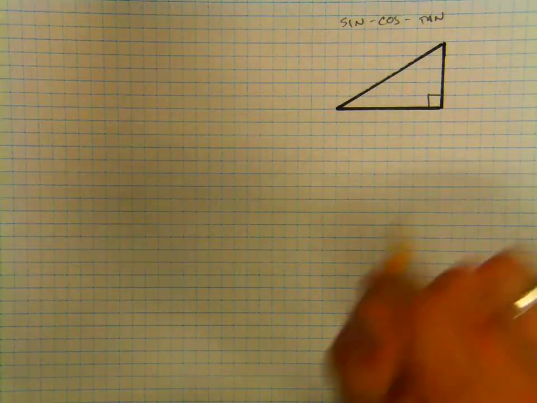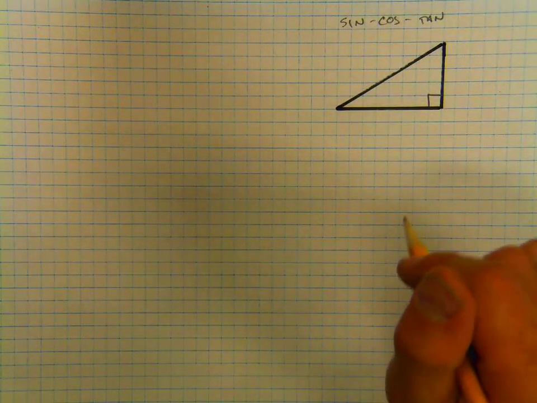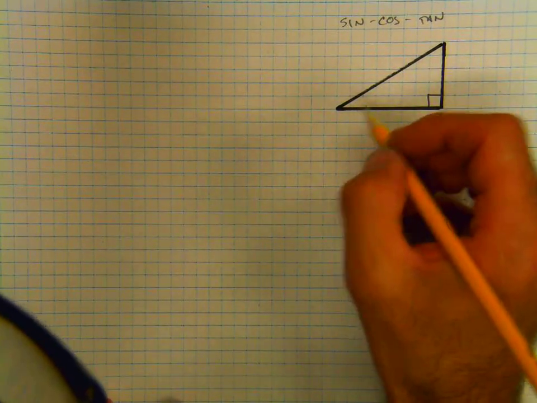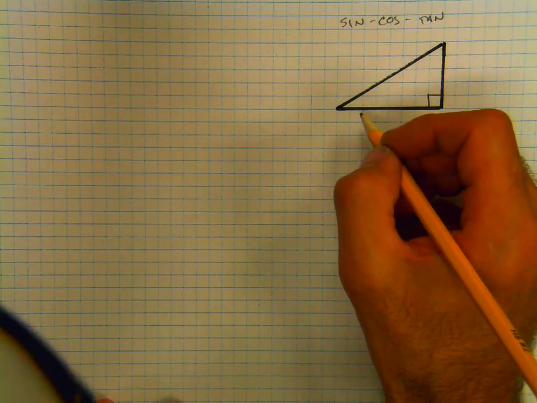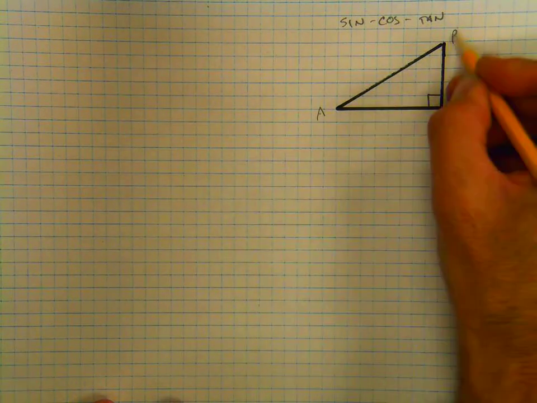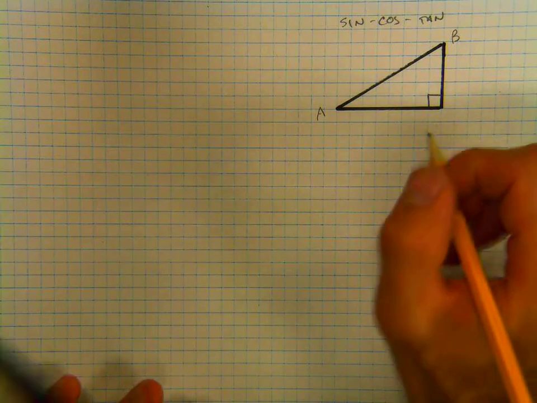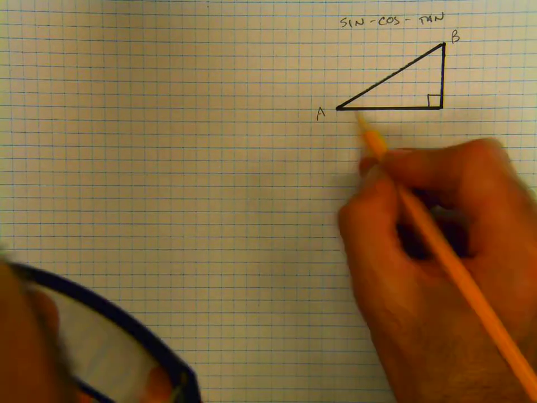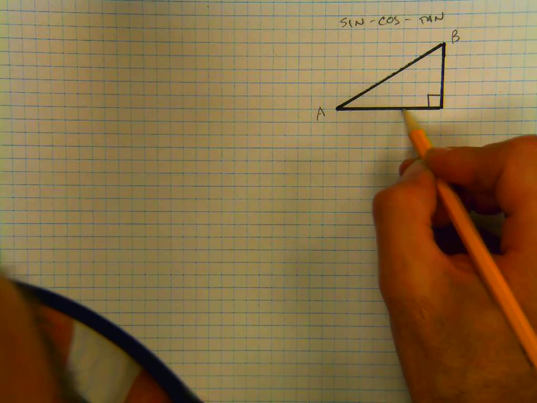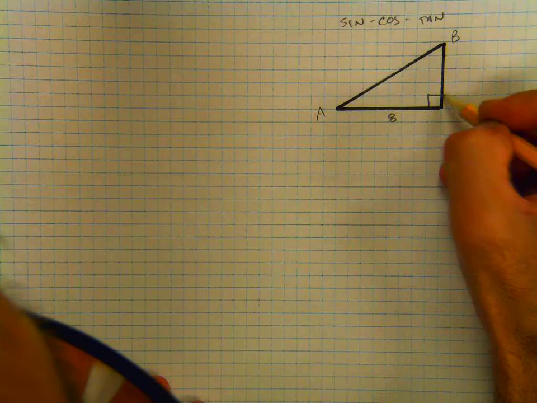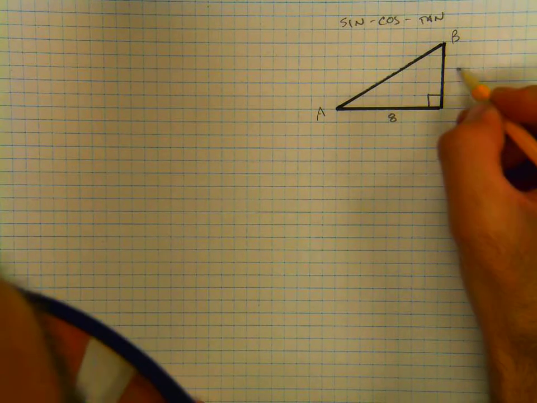Here is a triangle, and let's label this. This is angle A, and this is angle B. Let's find the side lengths because we can count those out. 1, 2, 3, 4, 5, 6, 7, 8. And this side is 1, 2, 3, 4, 5.